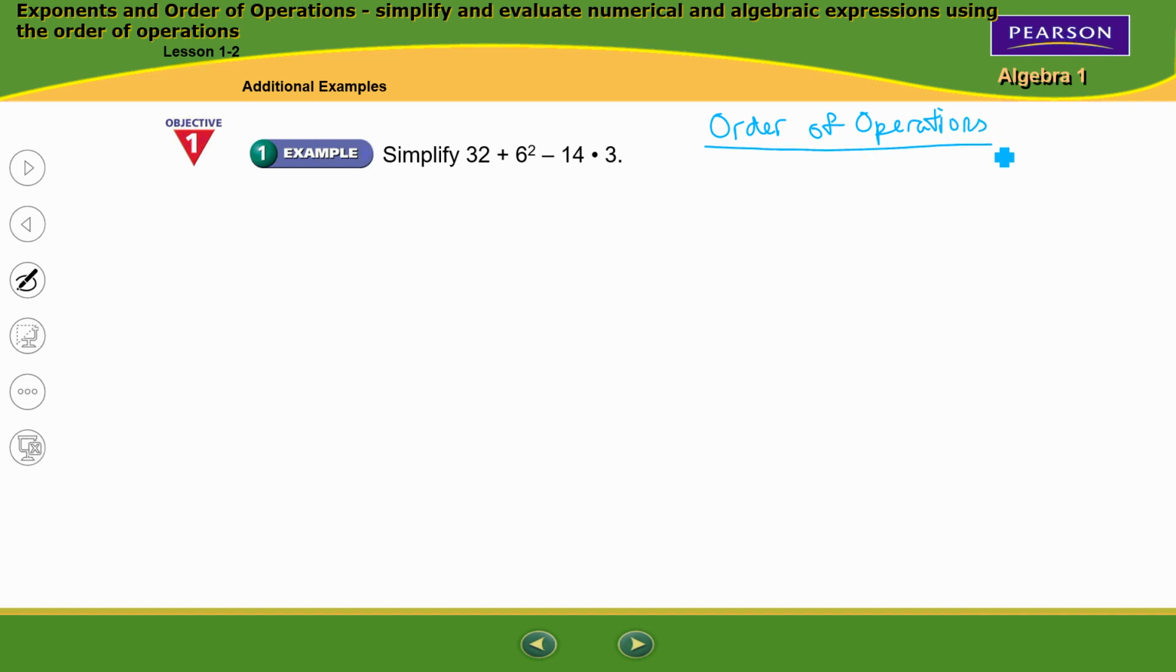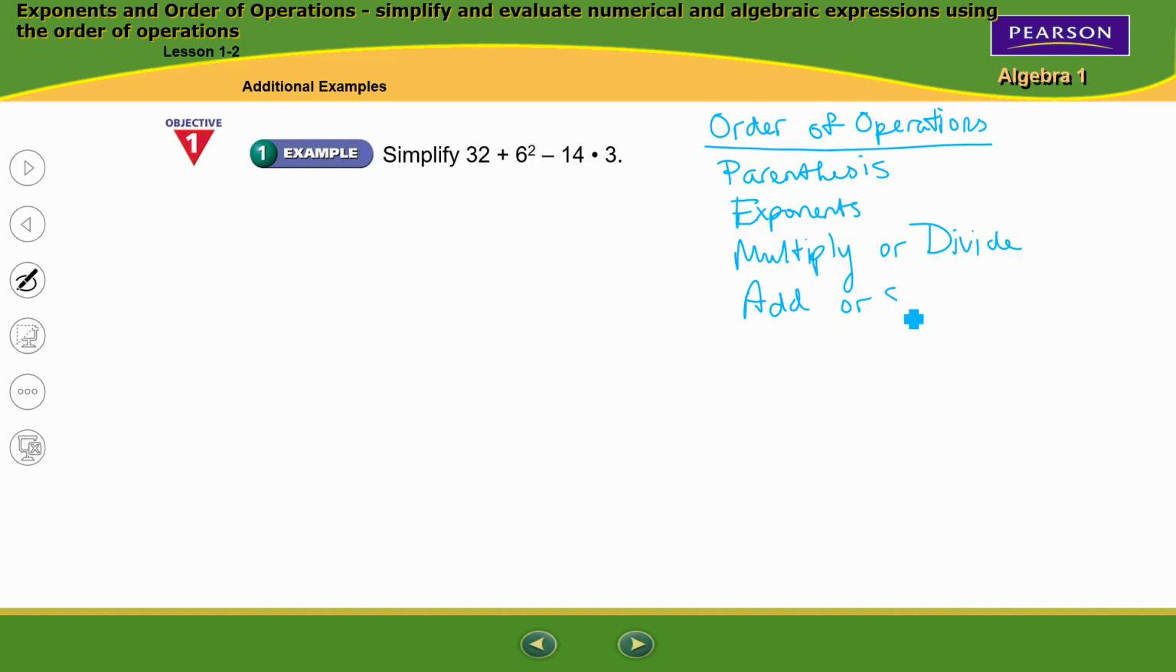Order of operations go as follows. Parentheses. Exponents. Multiplication. Or division. Addition or subtraction. And that's pretty much all of them. There's one key. These say or.